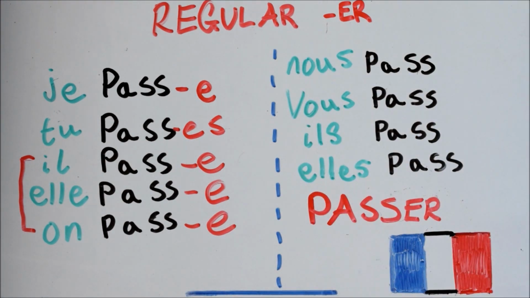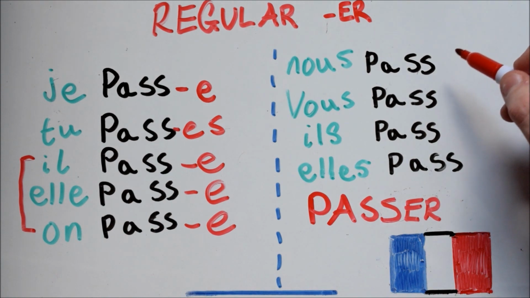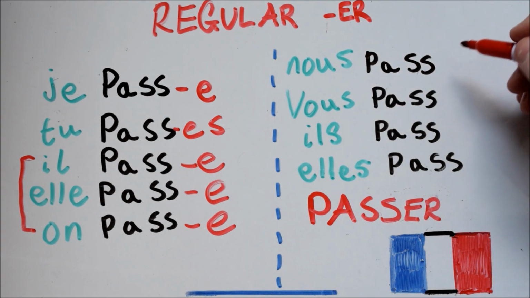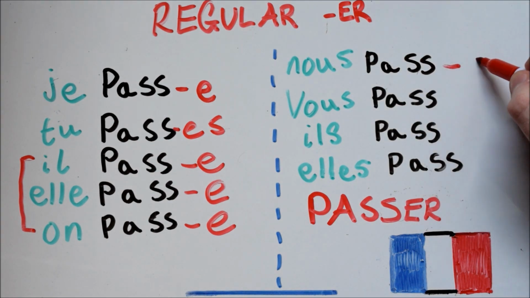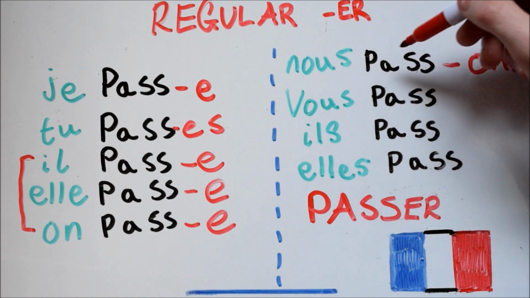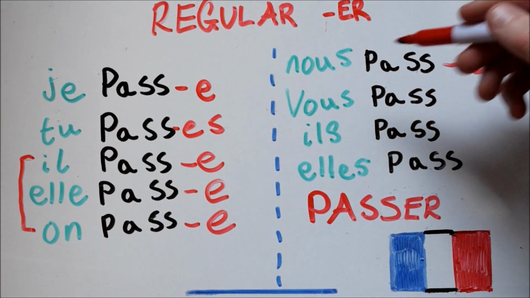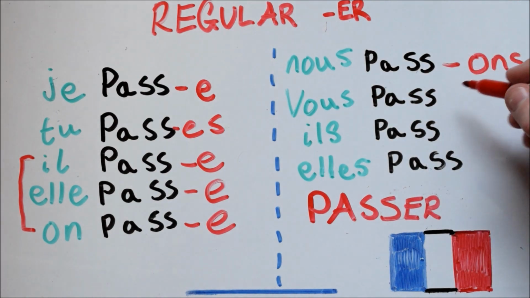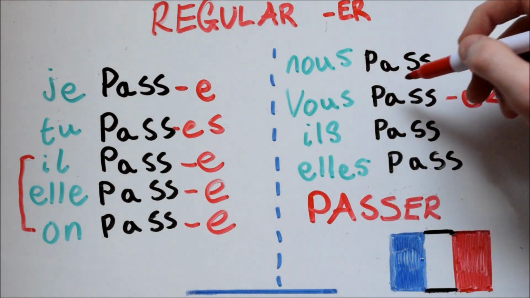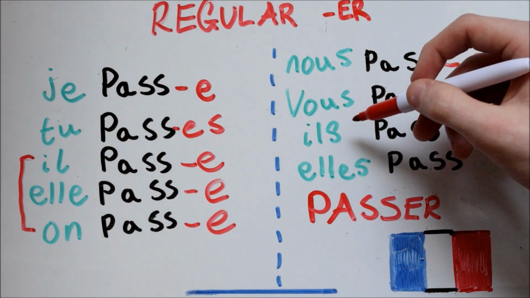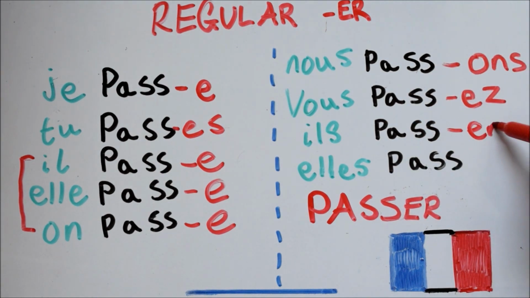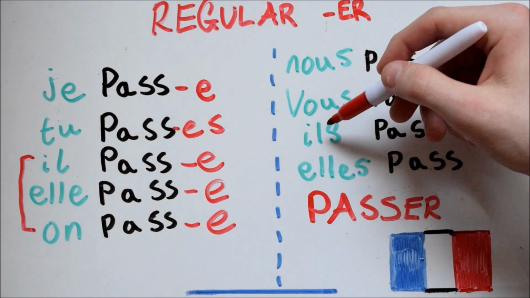Now going over to this side of the board, this is where it gets a bit more complicated. For the present tense, for nous, we have passe, on, ONS. So we have nous passons. Next, we have you. The ending for this is EZ. Vous passez. Then we have they. They pass. ENT. Il passe.